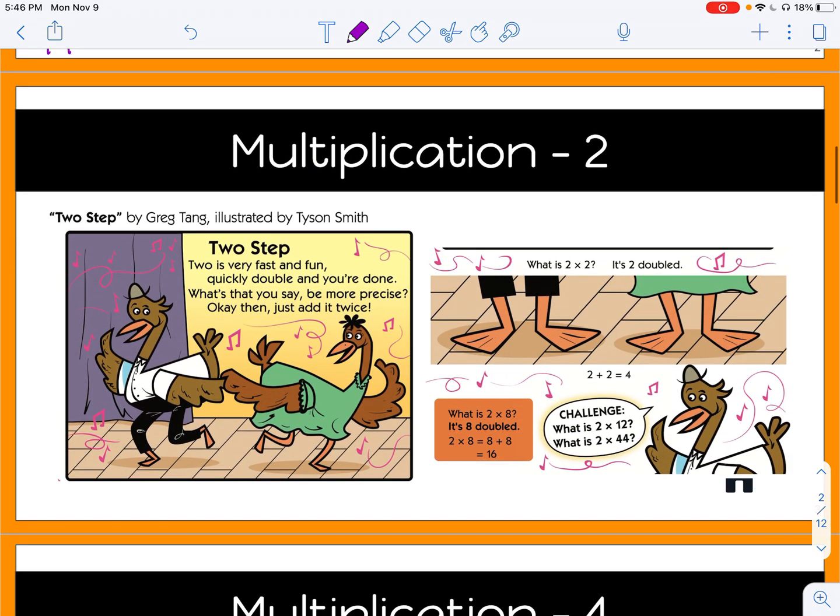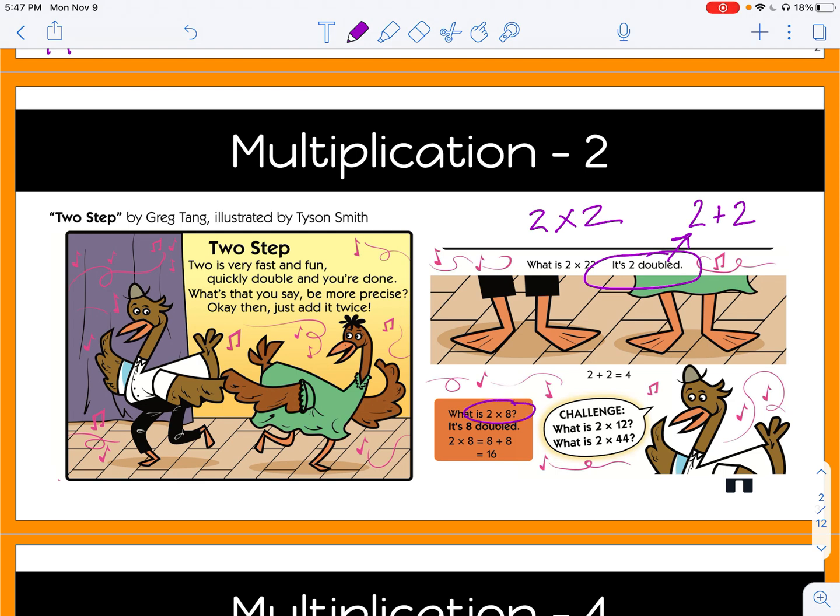Another way to think about multiplying by 2 is this little saying called two-step. So 2 is very fast and fun. Quickly double and you're done. What's that you say? Be more precise. Okay then, just add it twice. So 2 times 2 is 2 doubled. You're basically doing 2 plus 2, which is the same as 2 times 2.